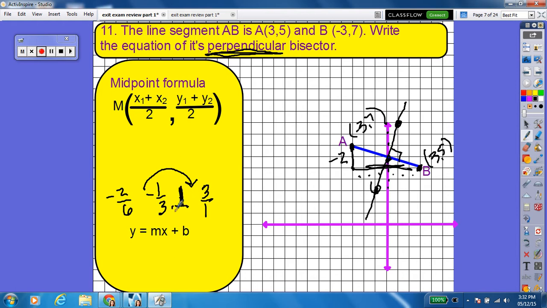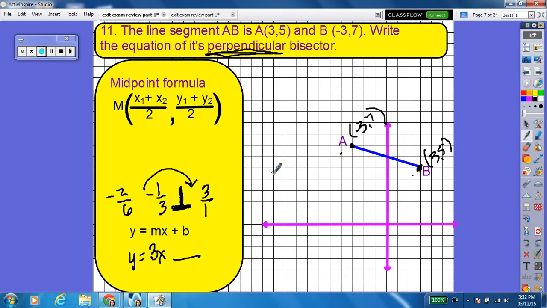So make on your note card, perpendicular slopes are opposite reciprocals. Alright, so we already know that our slope for our new line is going to be 3. So y equals 3x. Now we just have to see the y-intercept. Before we do that, we do have to find the midpoint of this line.